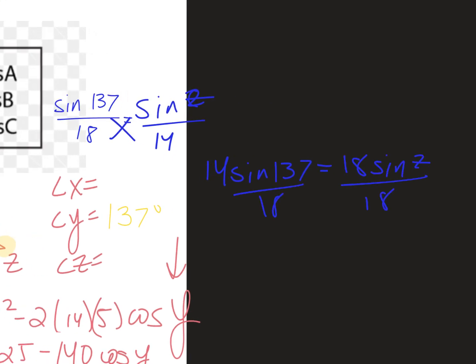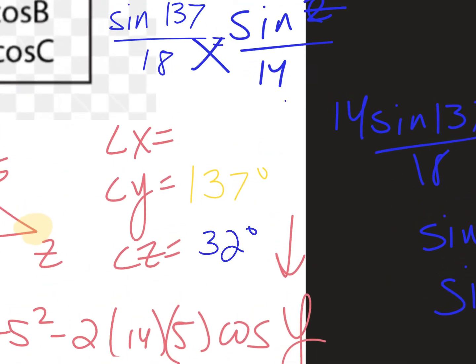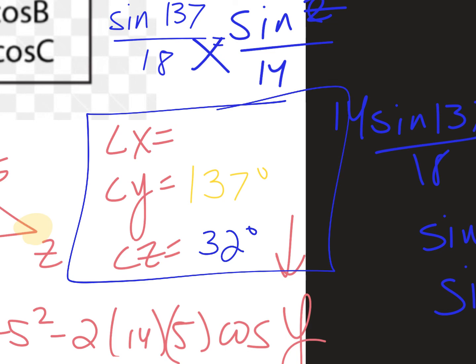Divide both sides by 18. So sine equals 0.5304. We're going to hit second sine in our calculator. Second answer. And you get about 32 degrees. So angle Z is about 32 degrees. So come over here and angle Z is about 32 degrees. How do I find the measure of angle X? Add those two together. So 137 plus 32 equals 169. So 180 minus 169, what'd you guys get? About 11 degrees. And there's your triangle.